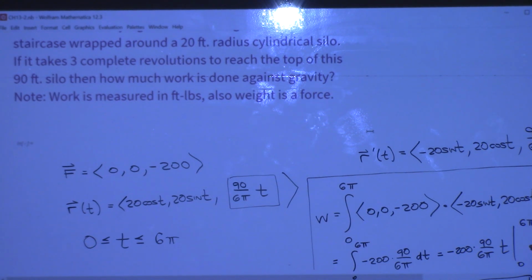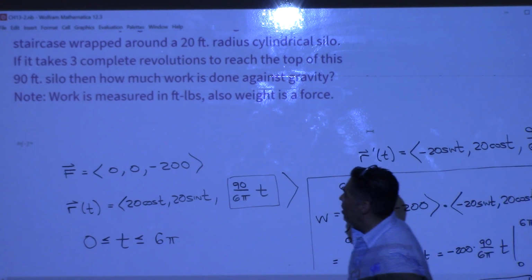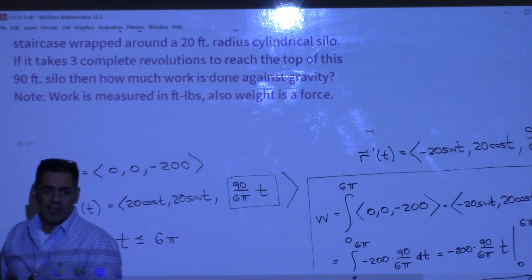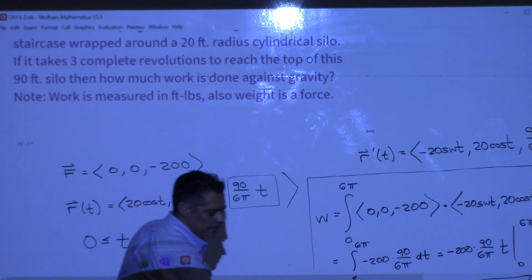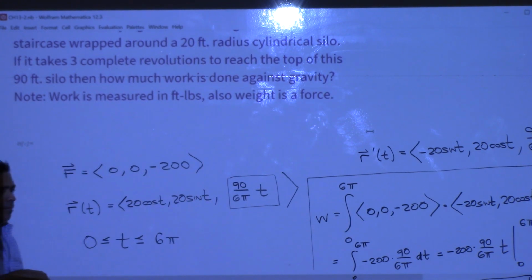Right? But this is why. This is why that always happens, because of what we just got here. Okay? Make sense? And then our answer would be in foot-pounds, because we're measuring things in pounds and feet, and length is in feet.